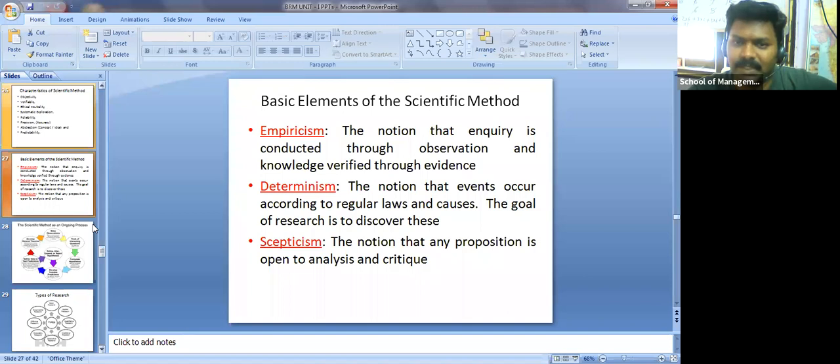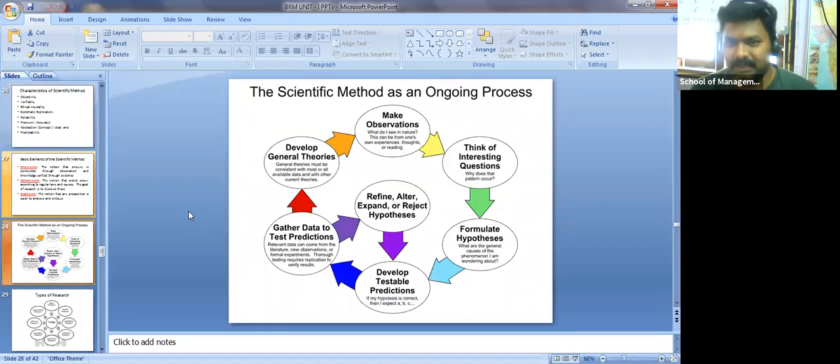Fine. Now see, the scientific method has a certain process. The same thing I have already explained to you, which is the research process. It also looks similar, but based on the scientific method it is going to be different. So first, what are we going to do in the scientific method? We are observing. What do I see in nature? These are the questions which I have raised here. This can be from one's own experiences, thoughts, or reading.